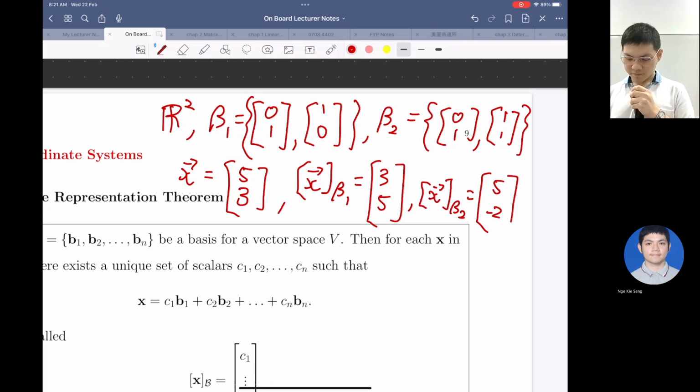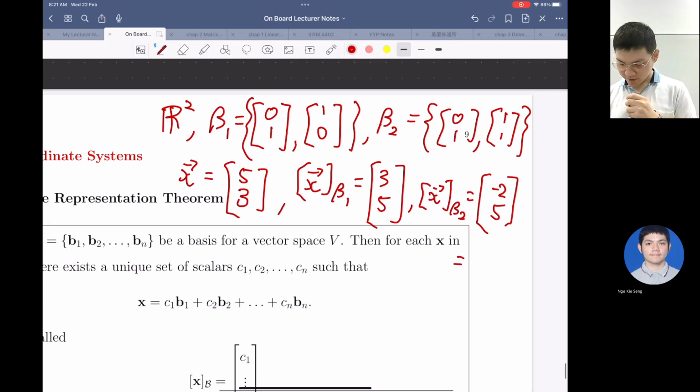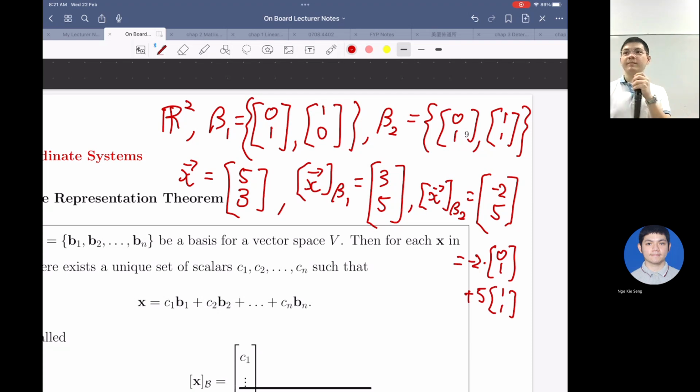-2, 5. Okay. So how do you verify it? You just take -2 times the first vector plus 5 times the second vector.